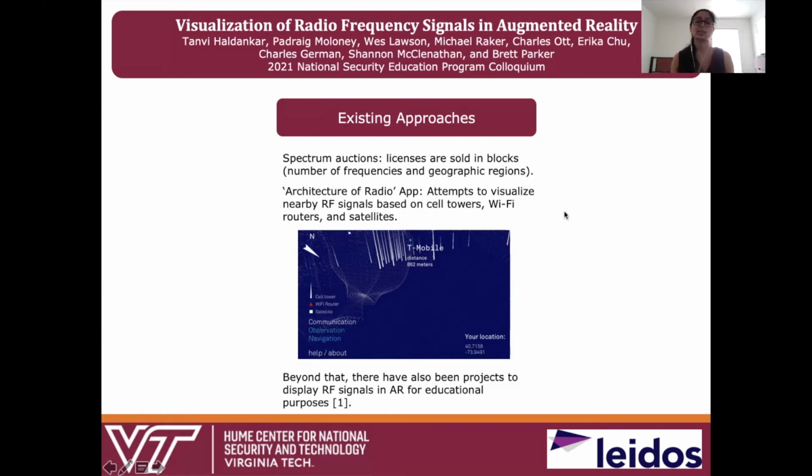Beyond that, there have also been projects to display RF signals for educational purposes. In the 2018 paper by Christopher et al., the group visualized signals from objects such as dipole antennas and mobile phones. However, none of these existing approaches have aimed to visualize and really interact with signals to determine when there will be overlap.